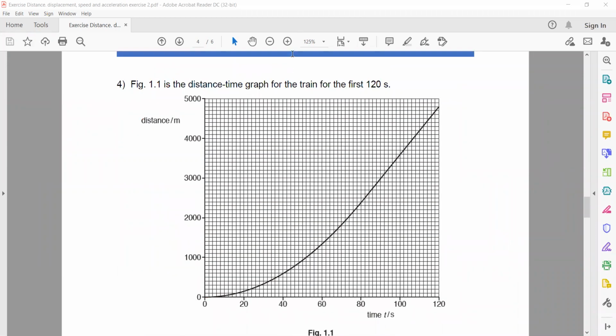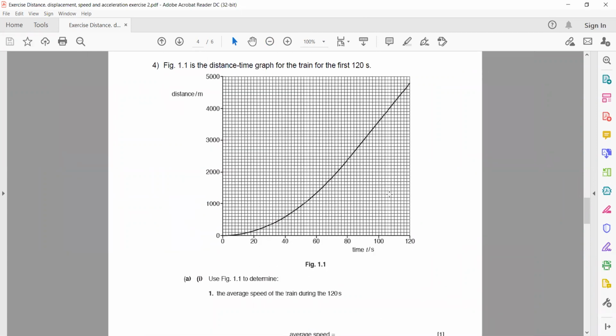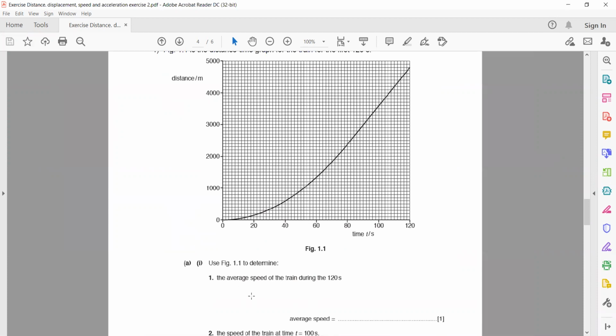In question 4, figure 1.1 is a distance-time graph for a train for 120 seconds. So for 120 seconds, this train is moving. What is the average speed? So how to get the average speed?